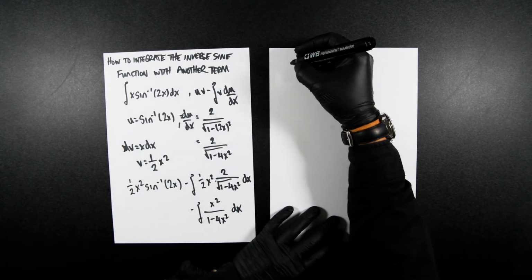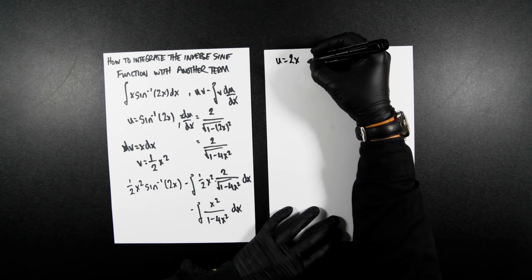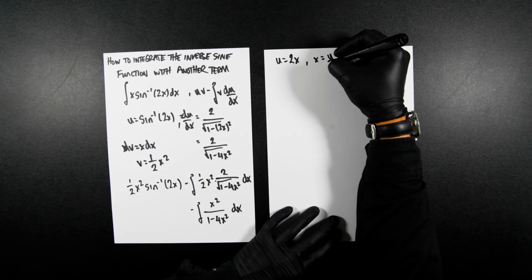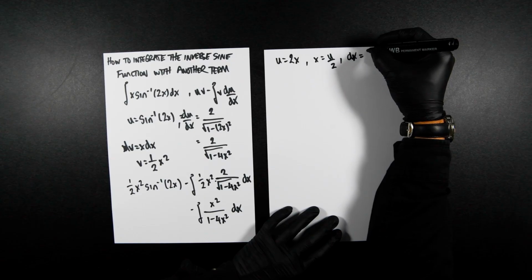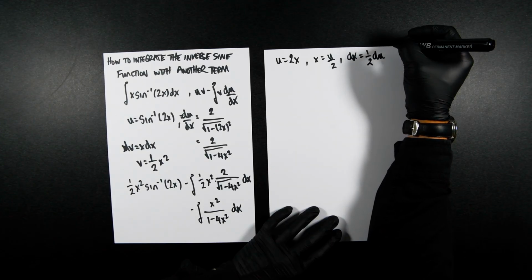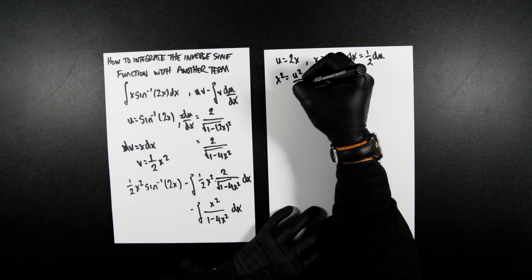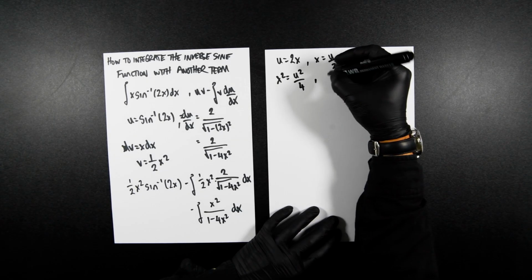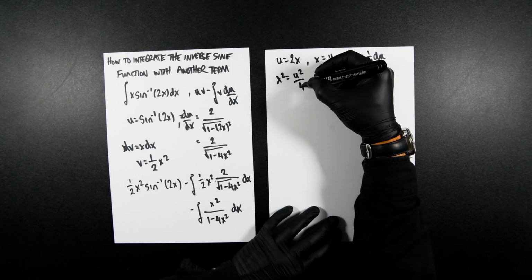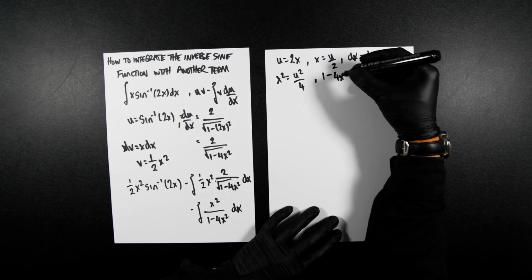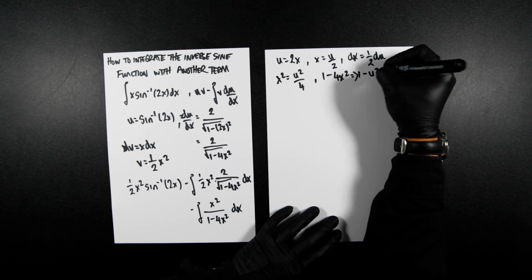We now first let u equal 2x, and we know that x would equal u over 2. All I've done is rearrange that, and that means if we differentiate it, dx equals half du. We also have x squared, which equals u squared over 4. And 1 minus 4x squared, if we just rearrange this, we can substitute in u squared, which would then be 1 minus u squared.